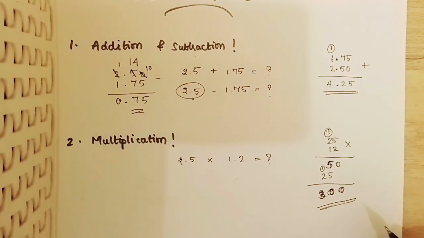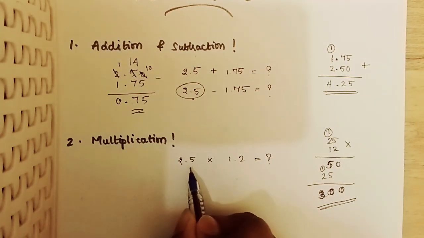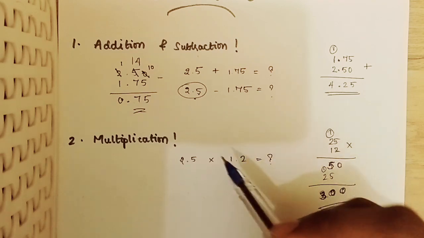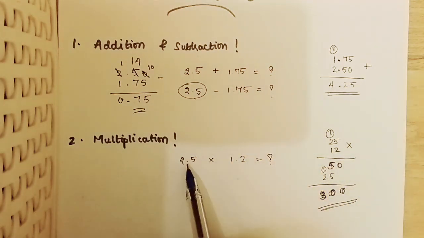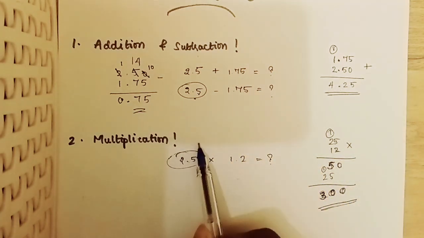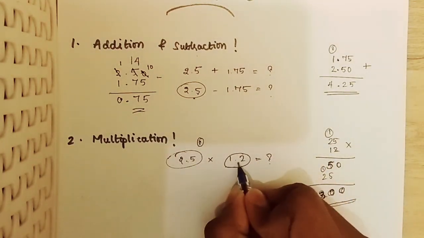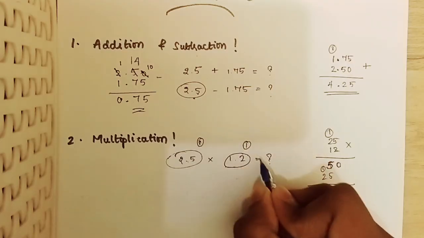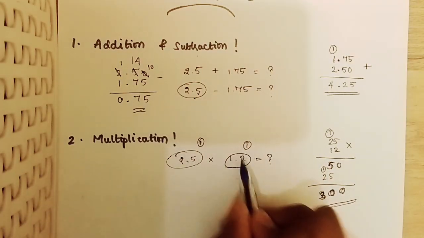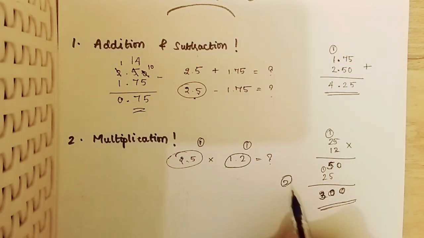So when the answer is 300, what we have to do next is count how many decimal numbers are there after the decimal point. So after the decimal point in 2.5, there is one number, which is 5. And in 1.2, after the decimal point, there's one number, again 2. So how many decimal places in total? 2. So however many decimal places there are, take that many decimal places in the answer.